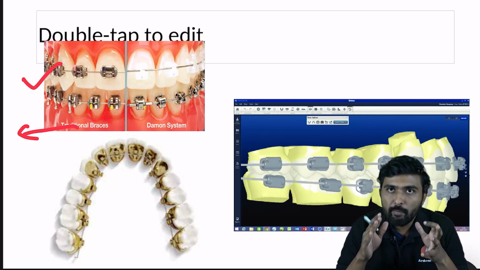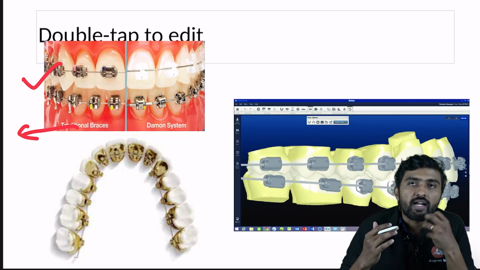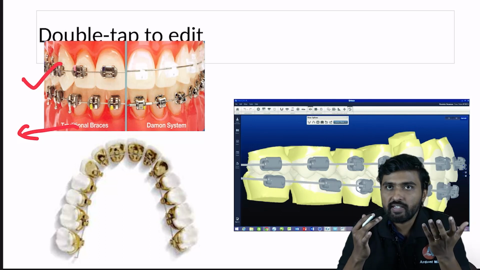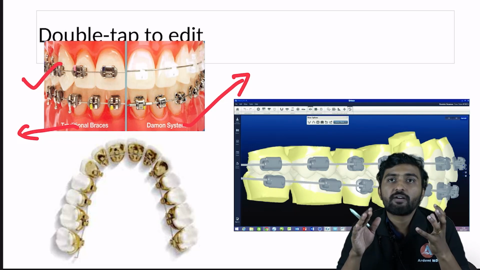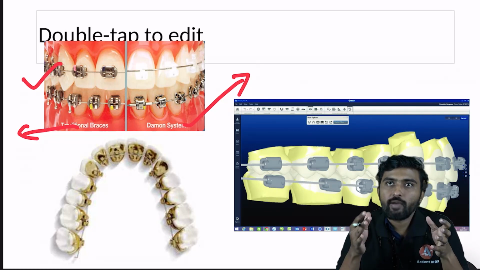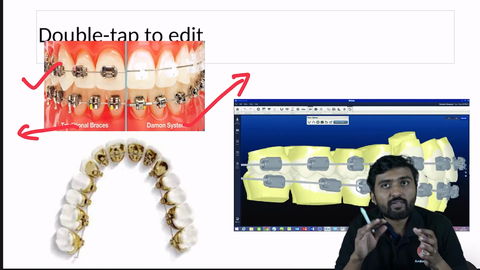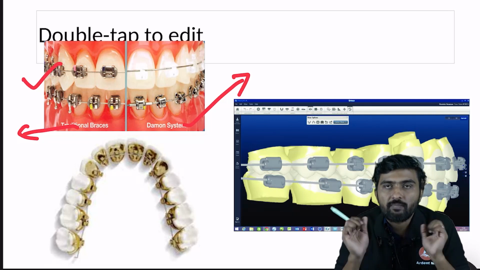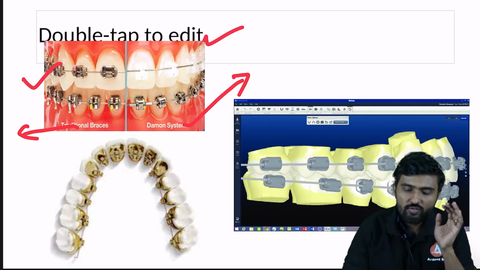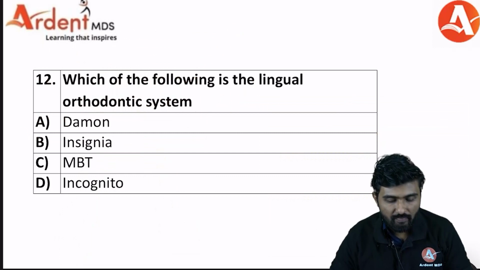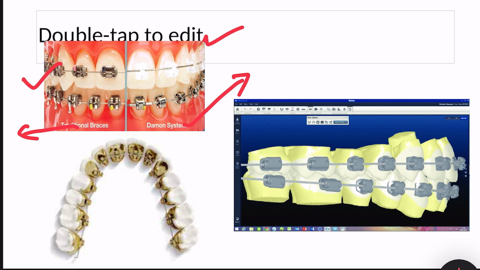They are given by MBT, the names of the authors, which are appliances put on the labial or facial aspect of the dentition. Coming to Damon. Damon is also a labial appliance given by Dr. Dwight Damon, marketed by Ormco Corporation, which is a little different from the MBT in terms of ligation. They are self-ligating, or passive self-ligating to be precise. So these two images are labial systems. So in the question, option A and option C are out.